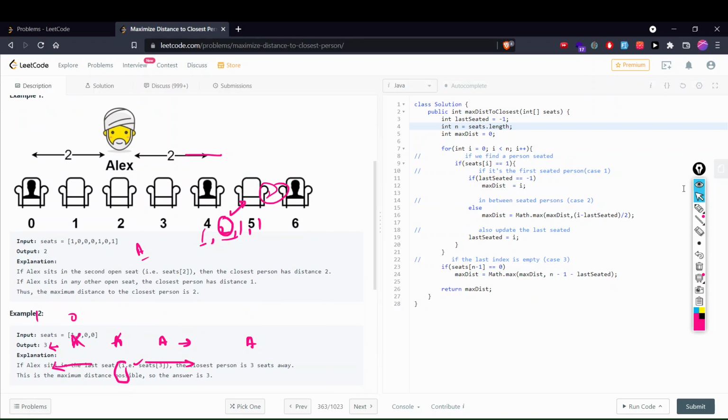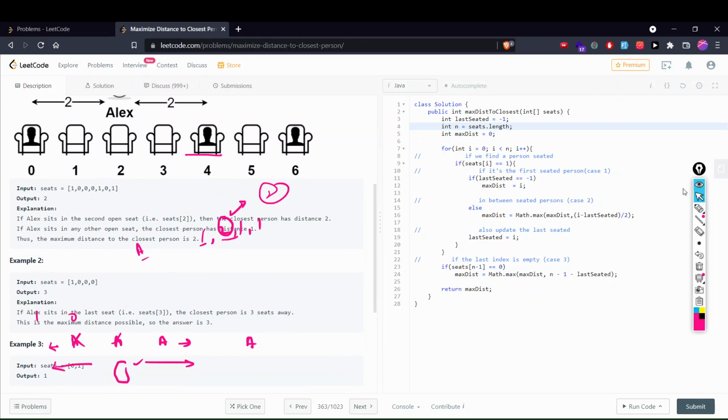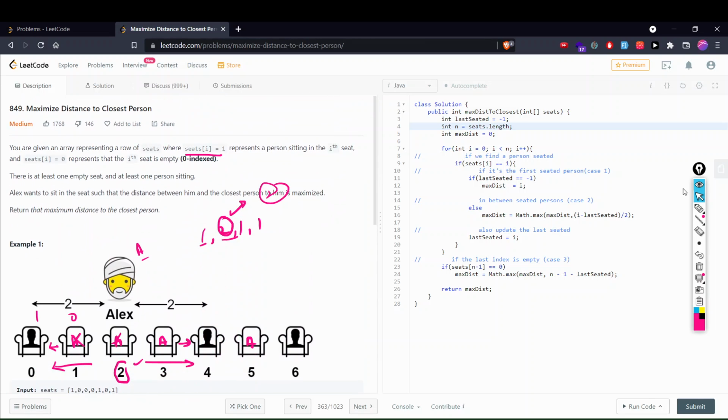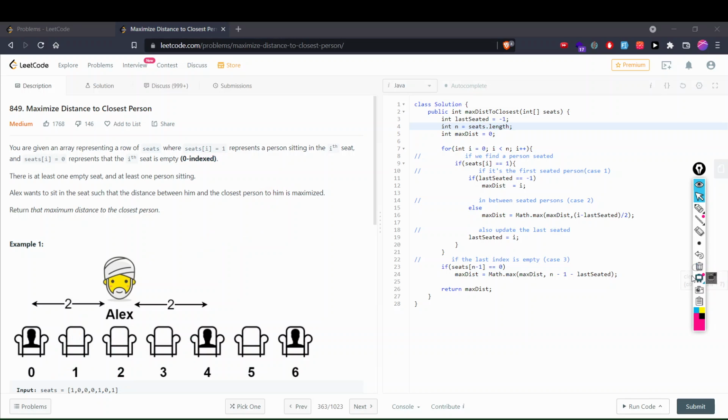If you want to look at other examples, you can also look at them, right? In this situation, only the first index is occupied and the rest of the indexes are empty. So if Alex sits on this index, he will enjoy the maximum distance of 1, 2, and 3, right? So for that example, we have returned 3 as our answer. So I thought I've made this example clear. So now let's jump into the whiteboard and let's see what all we can do to solve this problem.